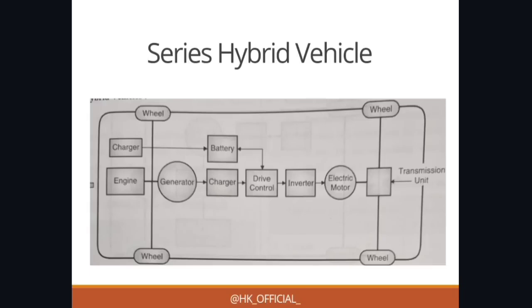What is a series hybrid vehicle? In a series hybrid vehicle, the primary source of power is just the electric motor. Here you have to keep in mind that the primary source of power is the electric motor. Then the internal combustion engine, which typically runs on gasoline or another fuel, is not connected directly to the wheels. Focus on my words. The internal combustion engine is not connected directly to the wheels, and instead it acts as a generator producing electricity to recharge the batteries or directly power the electric motor. I hope you are getting the concept.